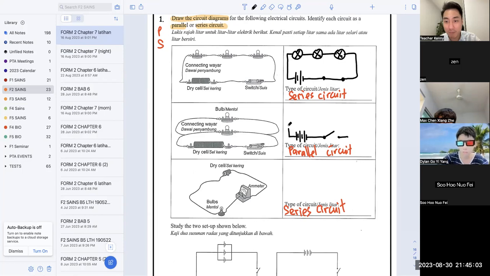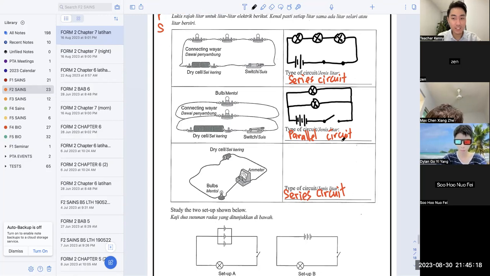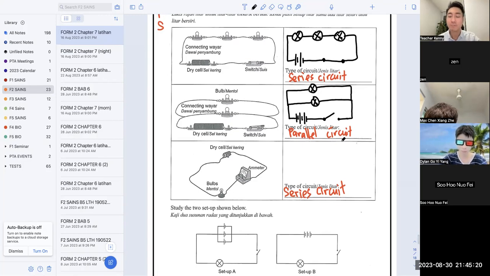Next up, I have my first line circuit to my first light bulb that connects back here. Second, connects to the second light bulb that connects to the bottom. Yes, I'm correct. Very good. Great job.